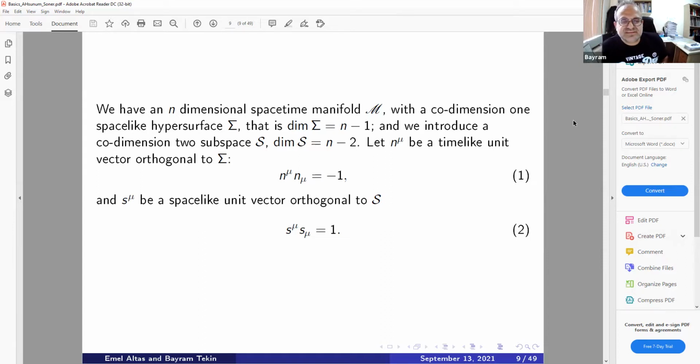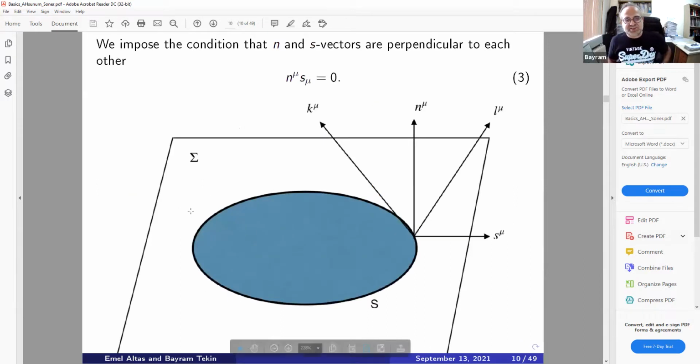So this sigma is n-1 dimensional, and we introduce a co-dimension 2 subspace S, whose dimension is n-2. And let n mu be a time-like unit vector orthogonal to sigma, and time-like unit vector, so its normalization is given as this guy, and s mu be a space-like unit vector orthogonal to S, so it is normalized like that. So here is the picture.